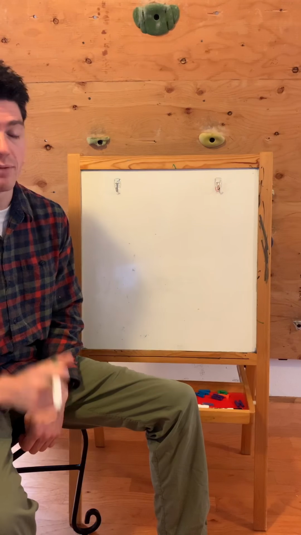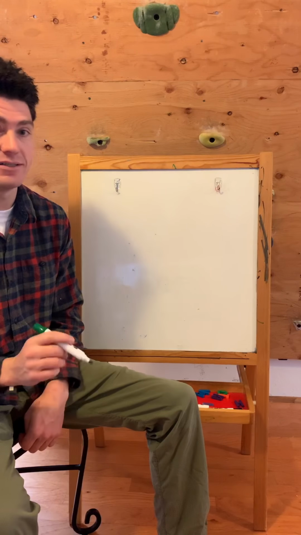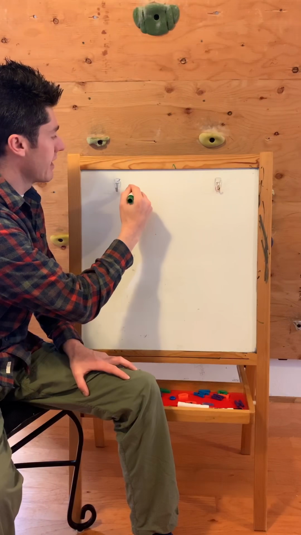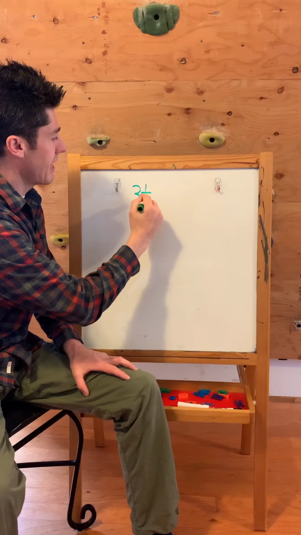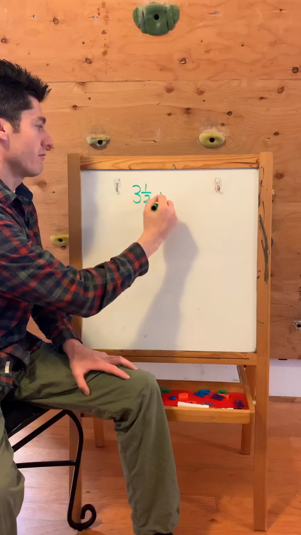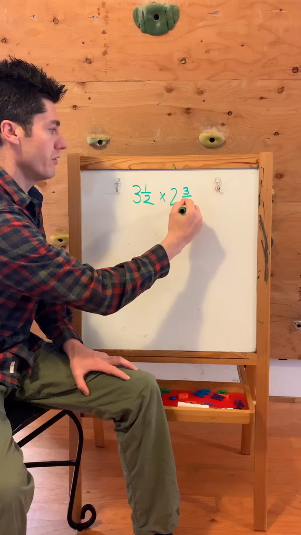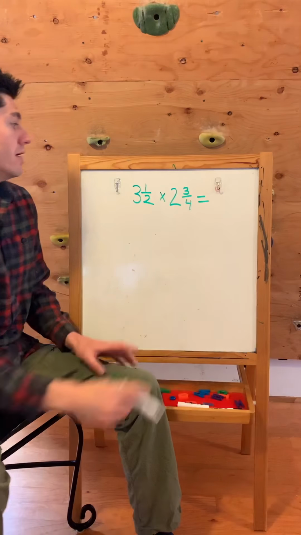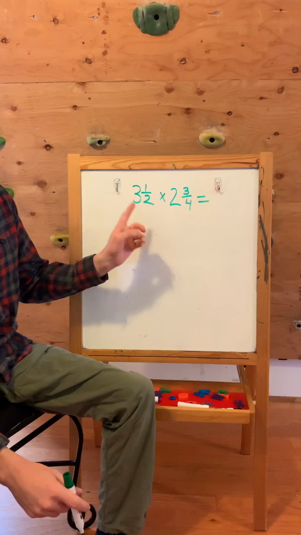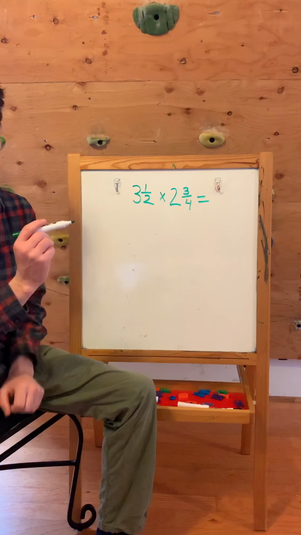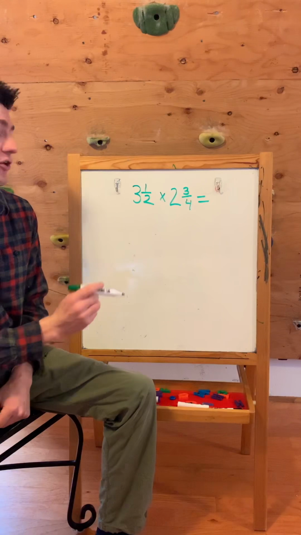Today, we're going to be multiplying mixed numbers. So, for instance, if we had a mixed number with 3 1/2, and we're going to be multiplying that by 2 3/4. Multiplying mixed numbers. We haven't done this before. This is brand new learning for us. We've added and subtracted mixed numbers.